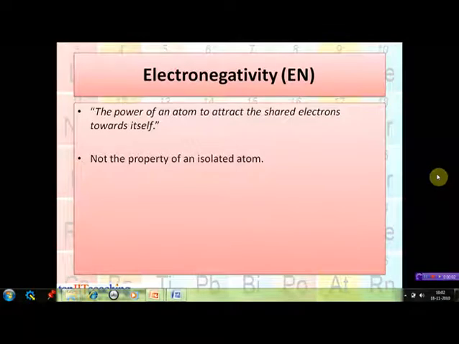The first property that we are going to discuss is electronegativity. It is denoted in brief as capital EN. We can define electronegativity of an atom as its power to attract the shared electrons towards itself. Now, since this property is associated with the behavior of an atom towards shared electrons, it is not the property of an isolated atom. The property of an isolated atom which deals with its attraction towards electrons is known as electron affinity, which we have already discussed in Periodic Trends Part 1.